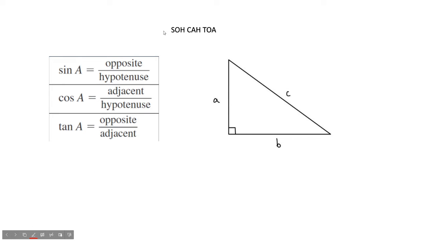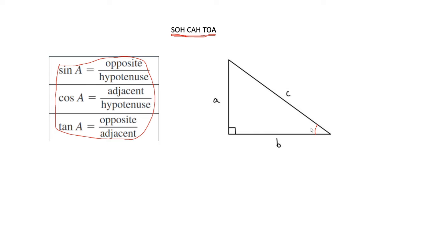So, SOHCAHTOA. This is one of the most important mnemonics just in general. It's super useful. It can help us remember all of these ratios. So first I'm going to go over the ratios, and then I'm going to show you how SOHCAHTOA can be used to remember them. So, sine is equal to opposite over hypotenuse.